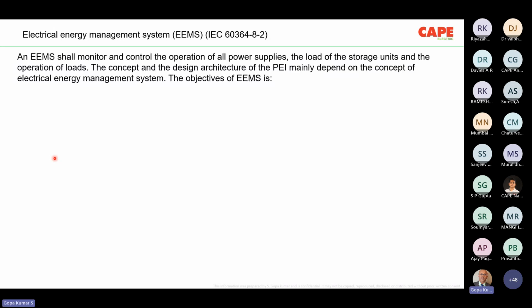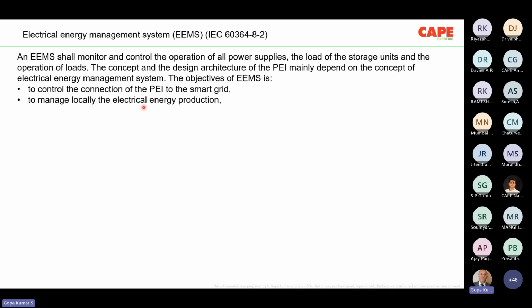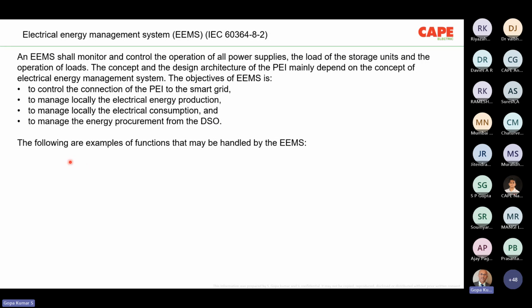Electrical energy management system plays a very important role in PEI. An electrical energy management system shall monitor and control the operation of all power supplies, the load, the storage unit, and the operation of load. The concept and the design architecture of PEI mainly depend on the concept of electrical energy management system. The objective of the electrical energy management system is to control the connection of PEI to the smart grid, to manage locally the energy production, to manage the energy consumption, and to manage the energy procurement from the distribution company's distribution system.